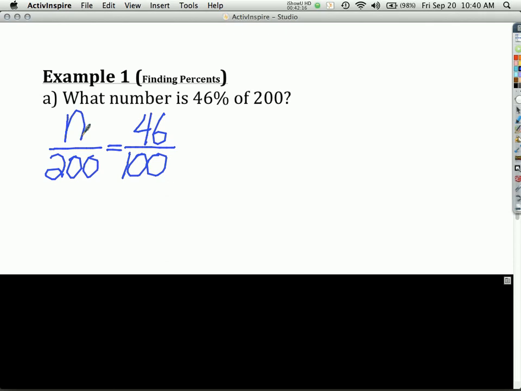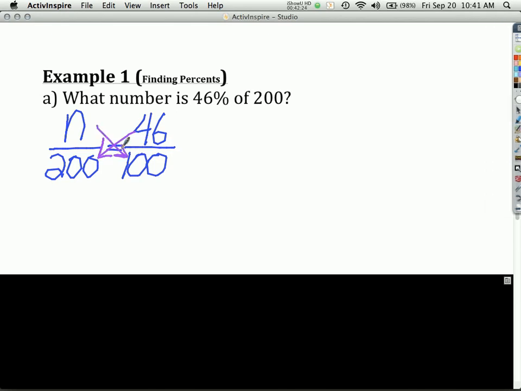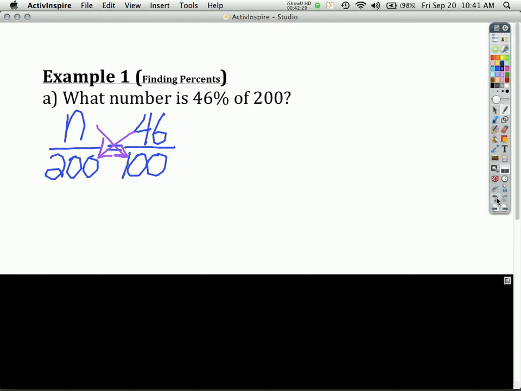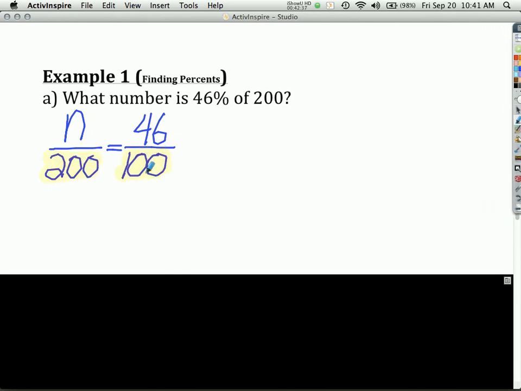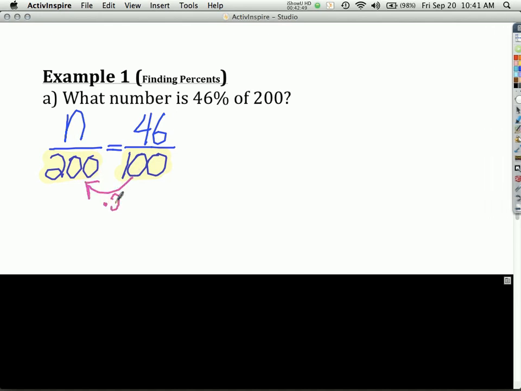Now, you have your choice. You can do the cross products like you were taught. So we could do cross product and cross product. But I don't even know if we need to do that, because when you have denominators that look like this, where we have a 200 and a 100, what did we do to the 100 to get to the 200? Sebastian? Multiply times 2. So all we have to do, you multiply the bottom by 2, you multiply the top by 2, and you get your answer.